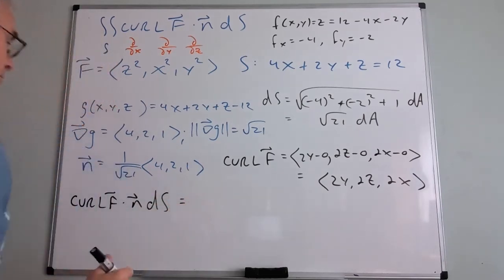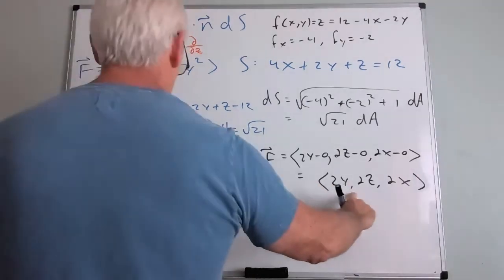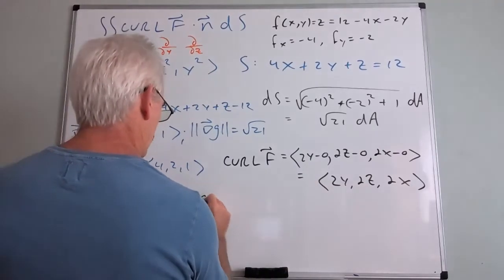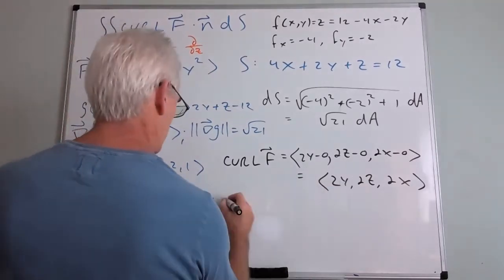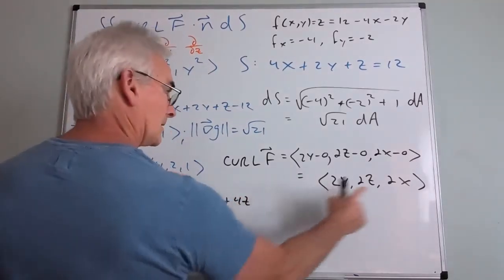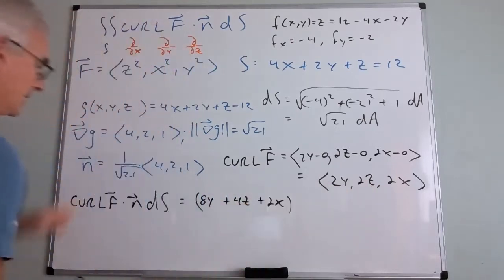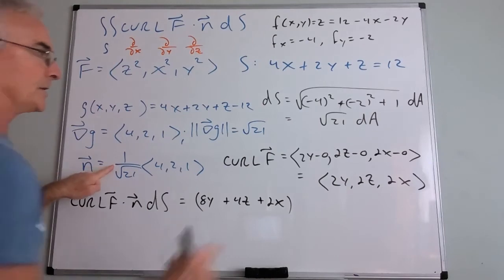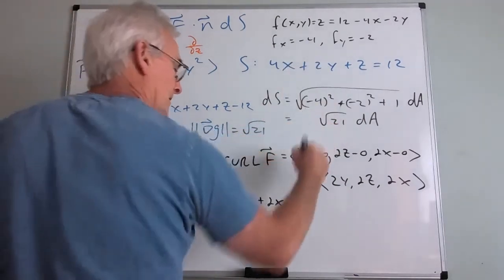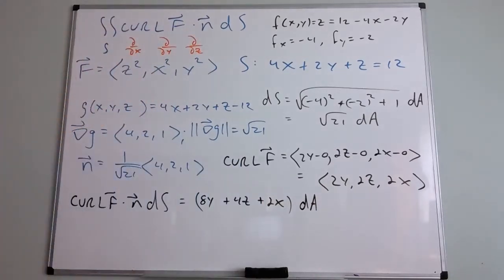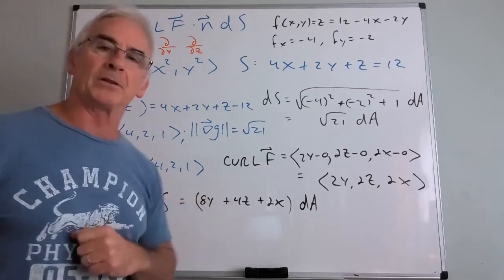So first thing is I'm going to do the curl dotted with this part. And so what's that going to be? Looks like 8y plus 4z plus 2x times 1 over root 21 times root 21 dA. See how nice that is? That's so clean. Now, this is going to show up in a double integral.